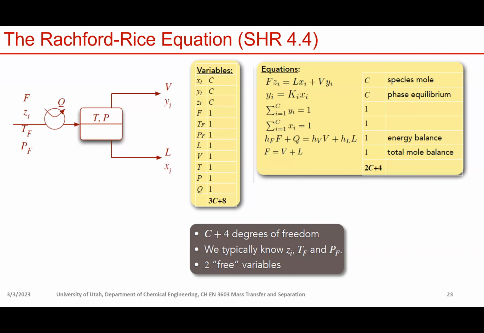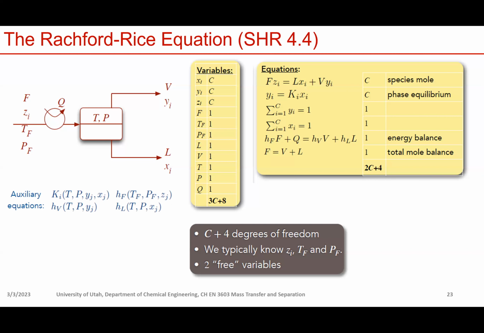I mean, still, that's because, in the equations, we don't include the summation of Zi equals 1, right? Instead, we include this one. So you can assume that we cannot do that. So we have 2 free variables.